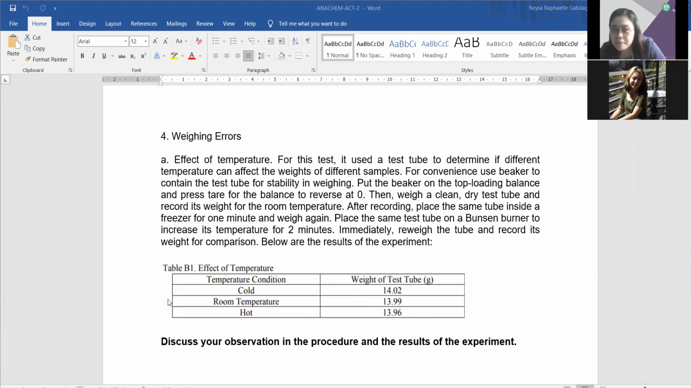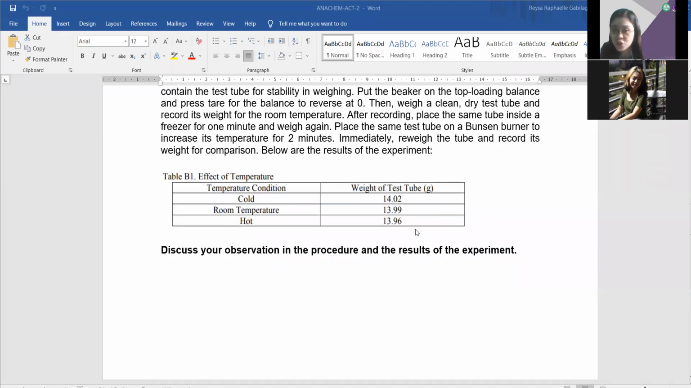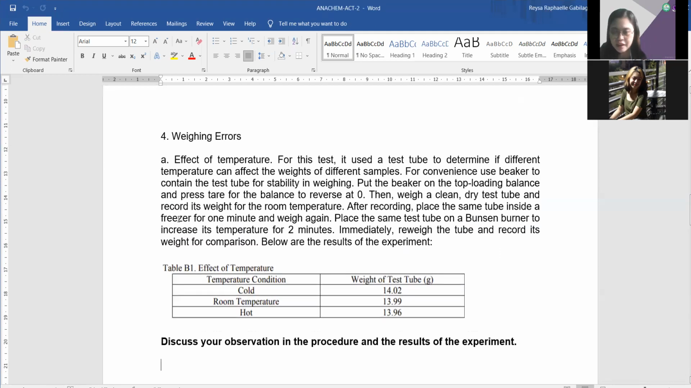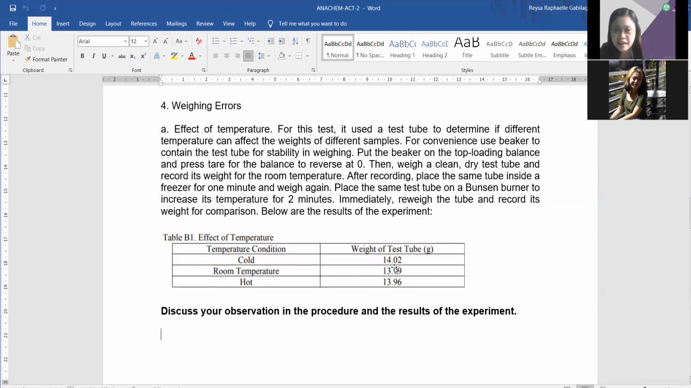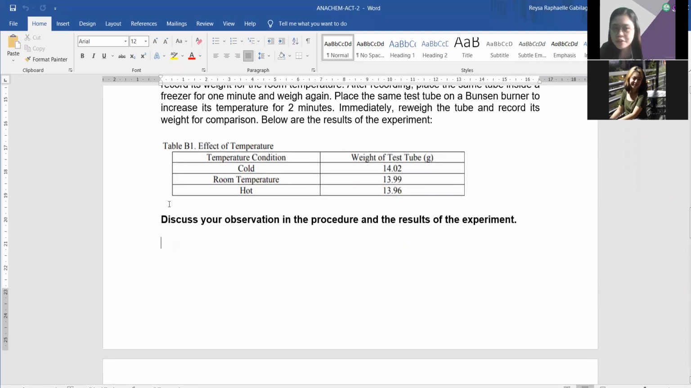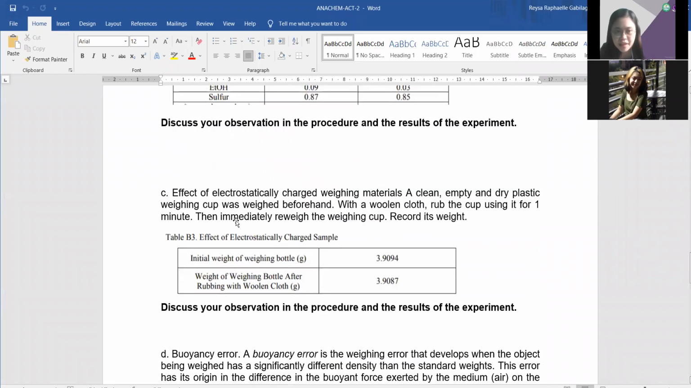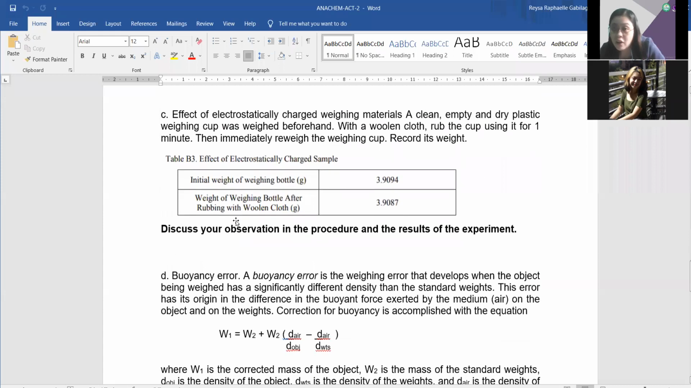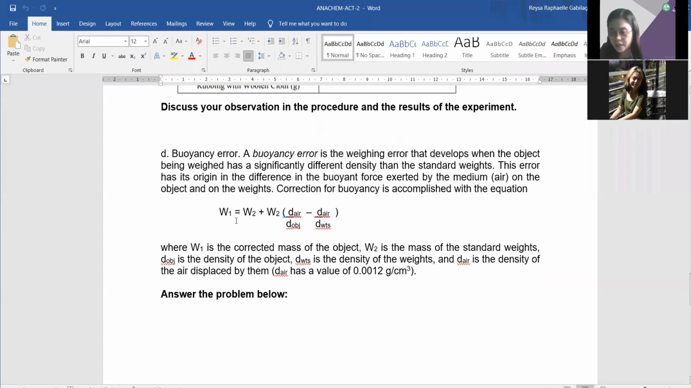And then given na itong table B1 is actually the given na result sa experiment. So kami na ang nag-conduct nito, meron na tayong results here for the experiment. All you need to do is discuss your observation in the procedure and the results of the experiment. So i-discuss nyo lang here. Ano ba yung na-observe nyo reading the procedure and then looking at the results? Ano yung observation nyo? Isusulat nyo siya here. That is true for letter B and letter C also. But for letter D, this is actually a computation, a problem solving. We have here a buoyancy error.